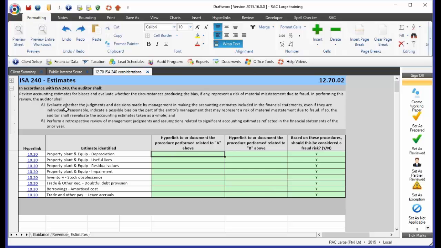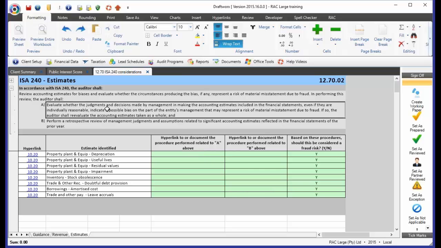Procedure A is evaluate whether the judgments and decisions made by management in making the accounting estimates included in the financial statements, even if they are individually reasonable, indicate a possible bias on the part of the entity's management that may represent a risk of material misstatement due to fraud. If so, the auditor shall reevaluate the accounting estimates taken as a whole.